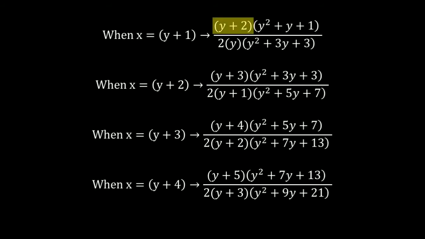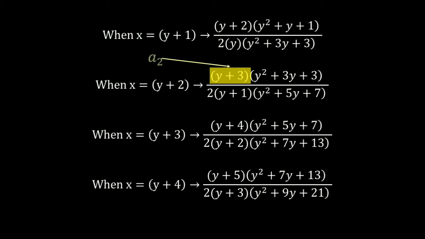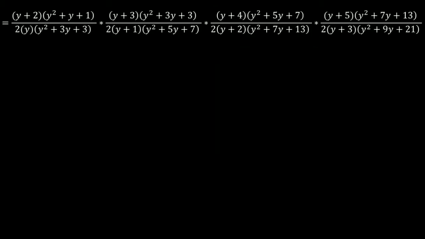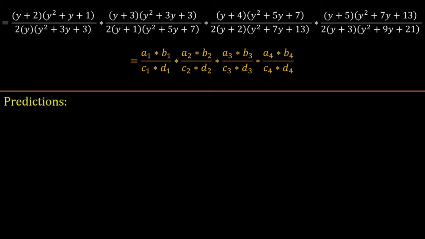Now let's call the first term a1, the second term b1, the denominator for the first term c1 and this d1. For the second term we do the same thing, but instead of 1 we place 2. We do the same thing up to the nth term, and we can write an, bn, cn and dn. Now I am going to multiply all these four terms. After multiplying them we have something like this, and we can also write these all in the form of a, b, c and d.